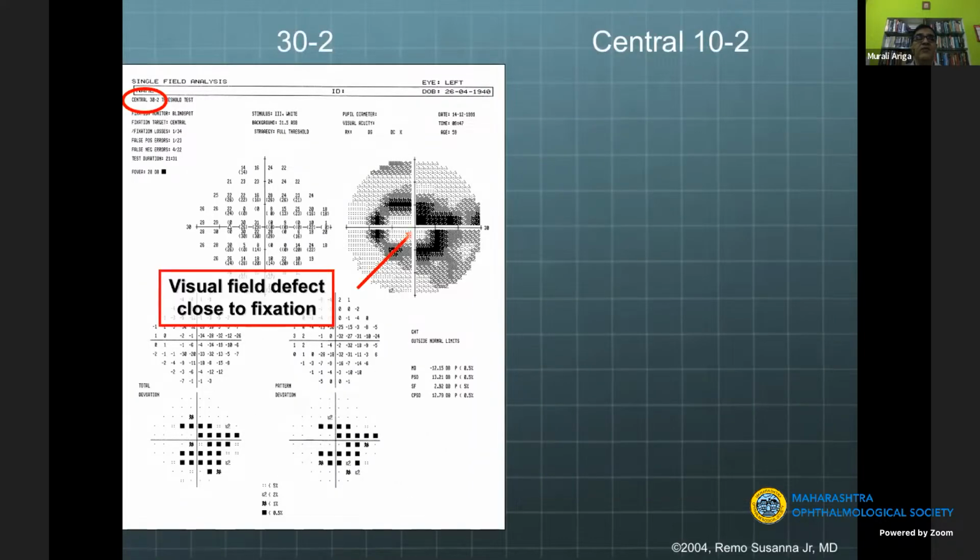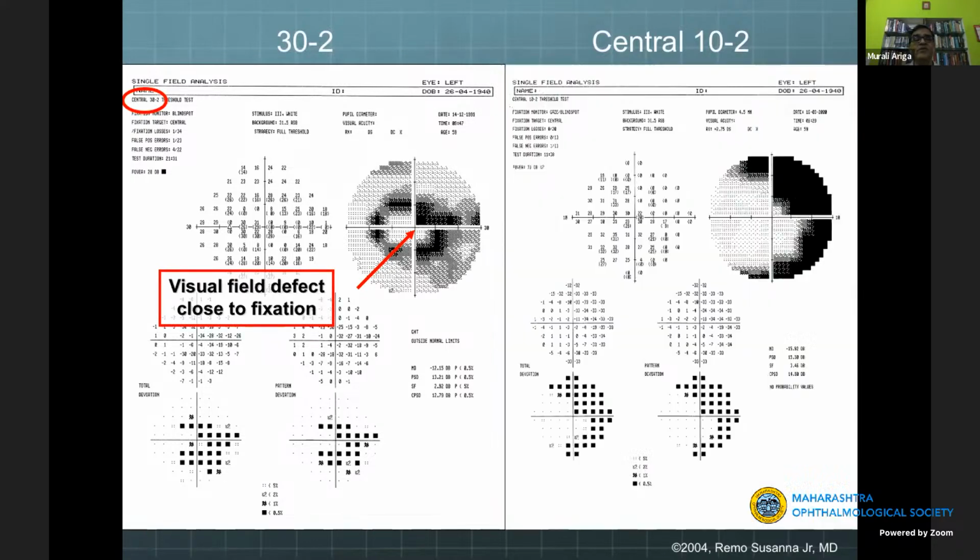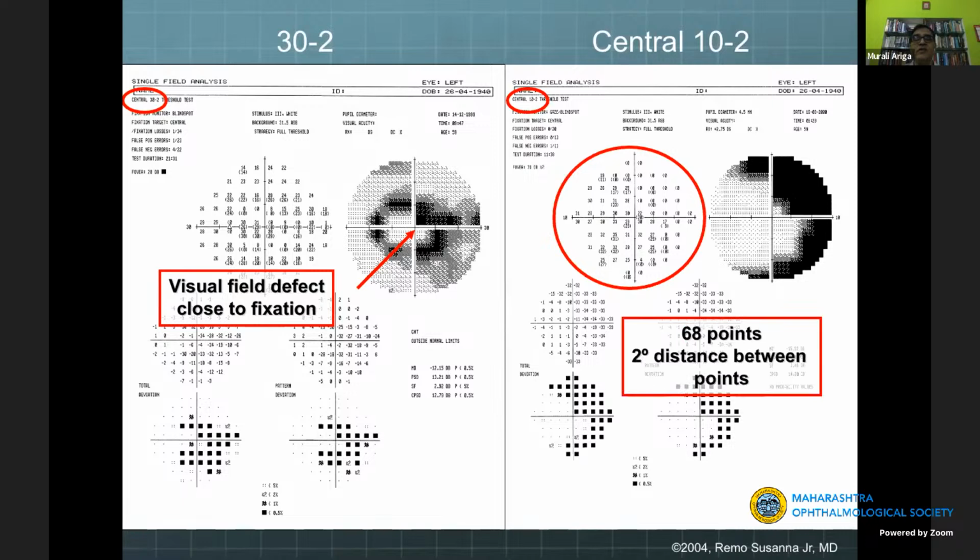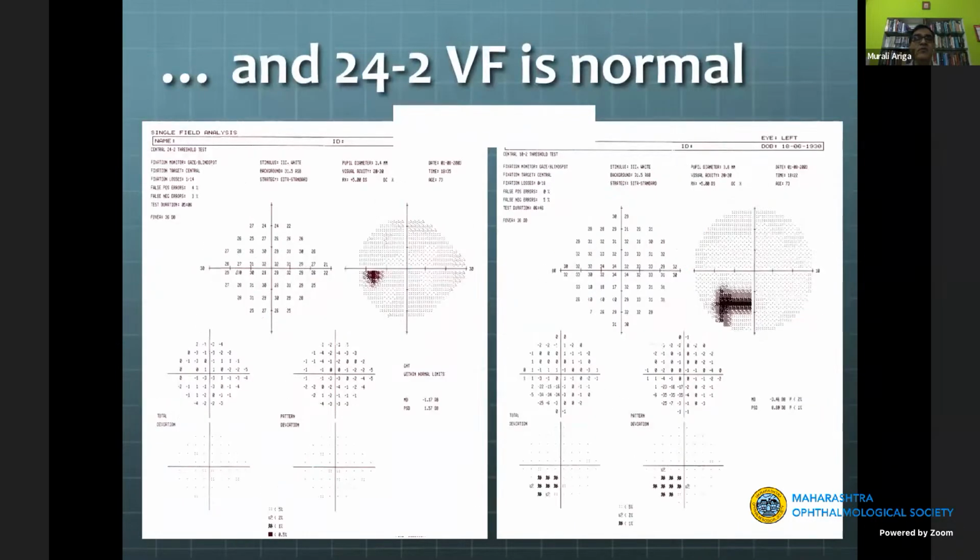If you're having an advanced field defect with a defect close to fixation, you should look at the central field, do a 10-2, because you test it closer, 68 points, 2 degrees apart. Therefore, 10-2 is definitely useful. Suppose your field is normal, but you have an RNFL defect and the field is not showing it. We used to do what is called a 10-2 field. It will actually show up the field defect.